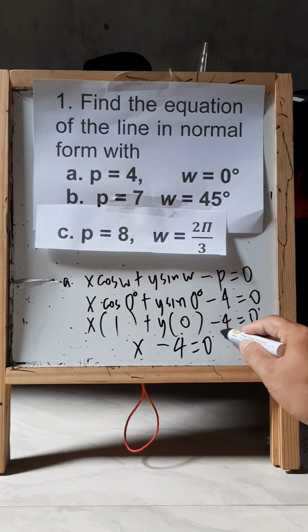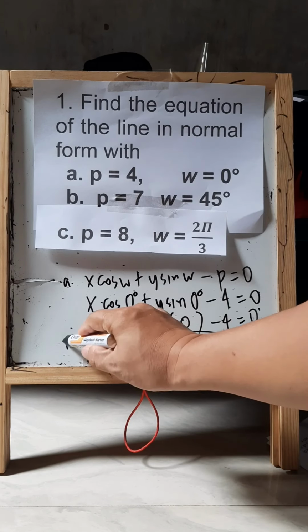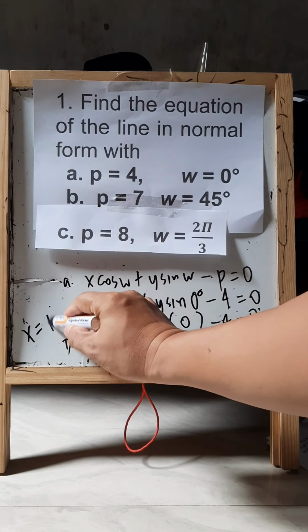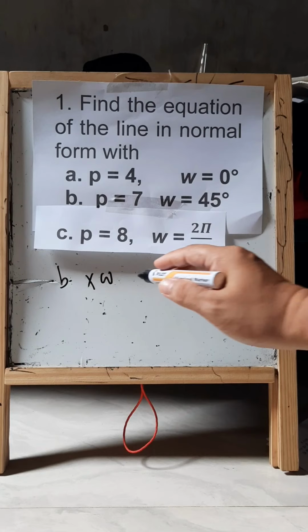So therefore the equation is x minus 4 is equal to 0. So the equation of the line in normal form where P is equal to 4 and the angle W is equal to 0 degrees is x minus 4 equals 0. Or we can also write this equation as x equals 4. Same, they're the same. Alright, that's for letter A. Let's proceed to letter B.